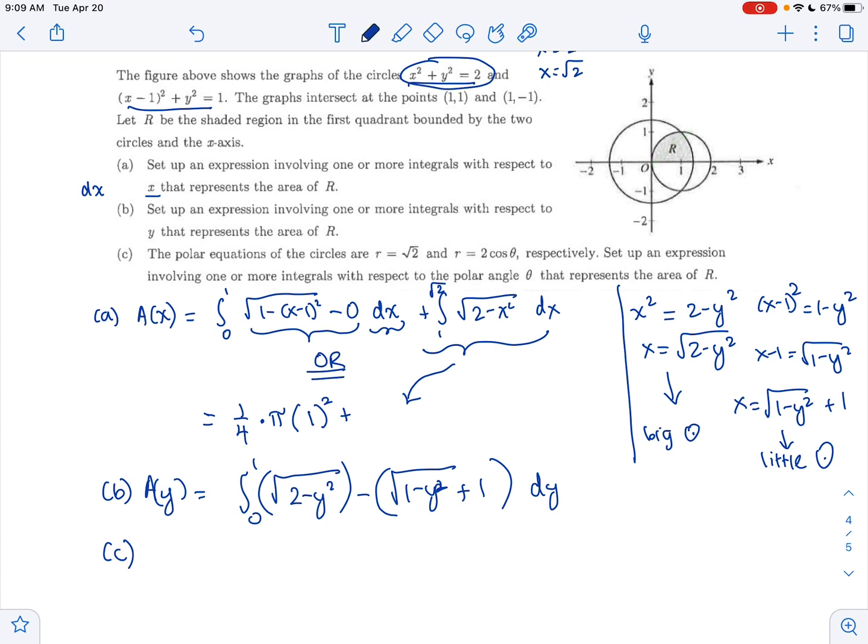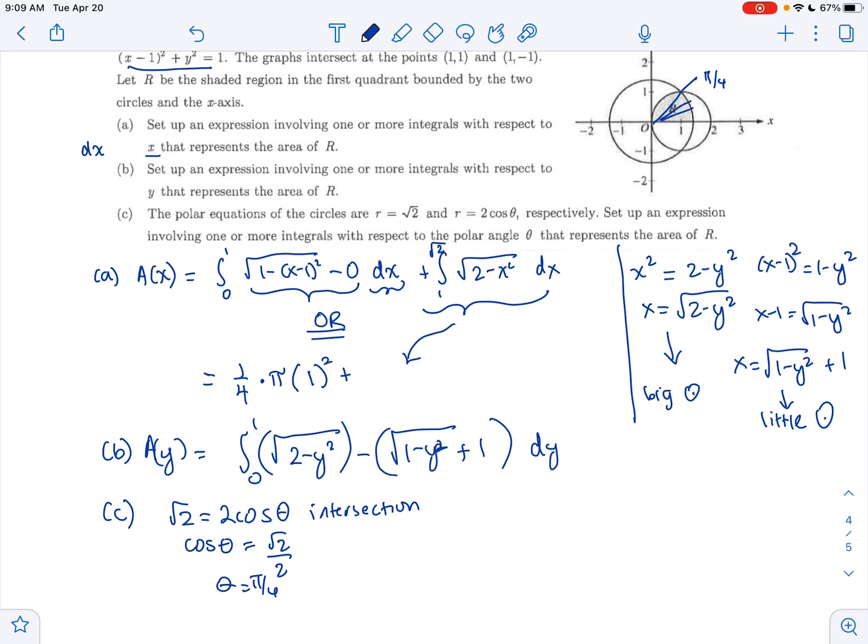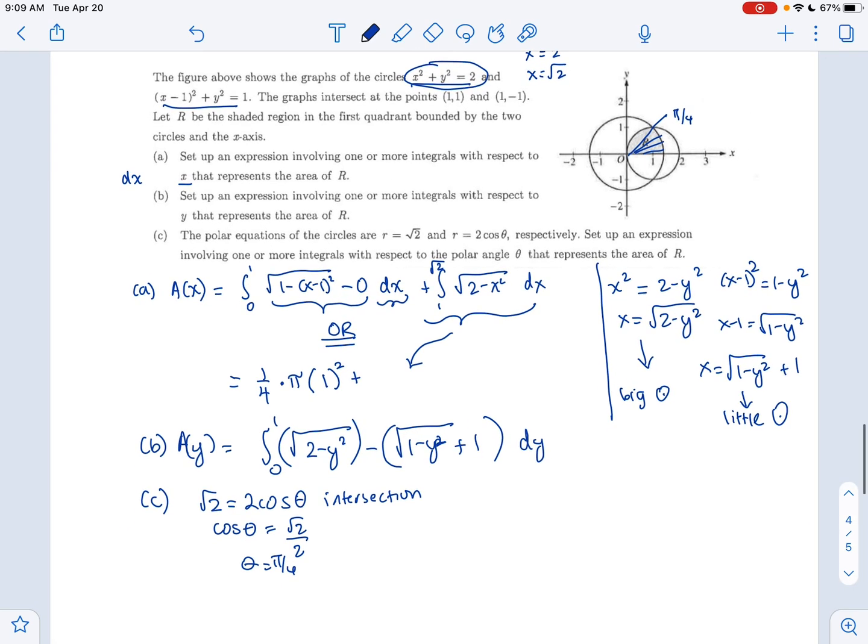So if we set the square root of 2, the two equations, equal to each other, 2 cosine of theta, solve for it. This is the intersection. And we get radical 2 over 2. So theta equals pi over 4. So this is pi over 4. So let's start off with this region right here with the sectors right here. So that's defined by the equation r equals the square root of 2. Okay, so that's your larger circle. So this is the large circle, this is the small circle.